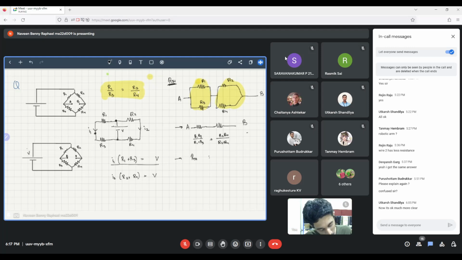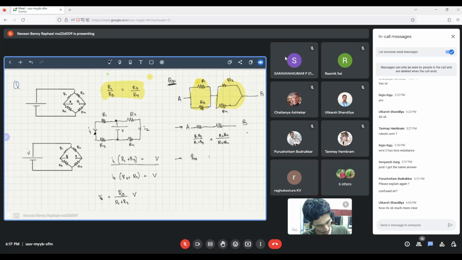So what will be the voltage at this point? The voltage at that point, if you ignore this section, this is again another voltage divider. So the voltage at this point will be R3 by R1 plus R3 into V.